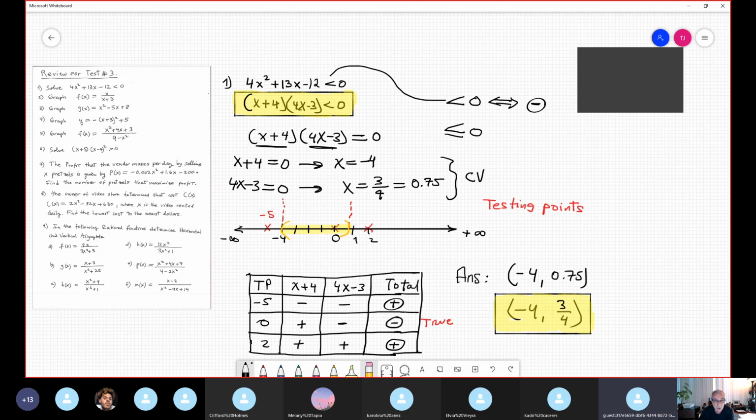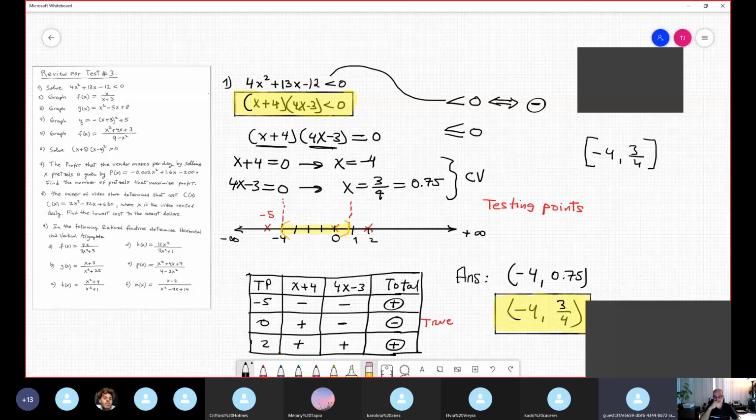Suppose I change that problem. I put equal sign here, equal sign here. No, I don't want to affect it, but suppose it is an equal sign. Then the answer is the same, except that it includes the endpoint. Then bracket -4, comma 3/4 bracket. Bracket, bracket. Super? All clear now? Got it.